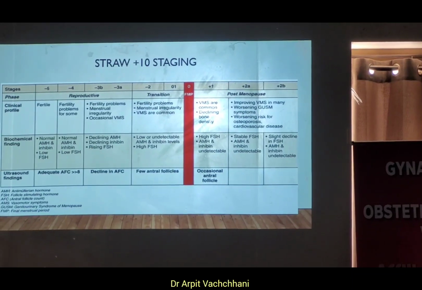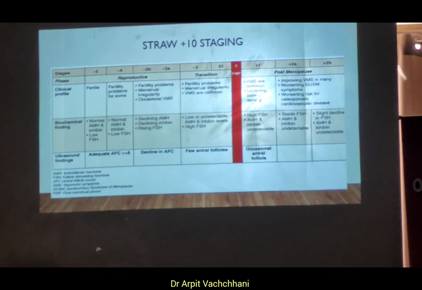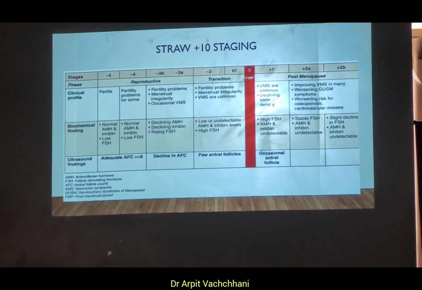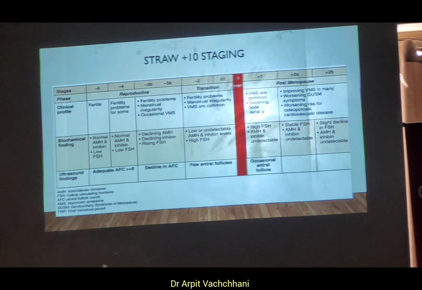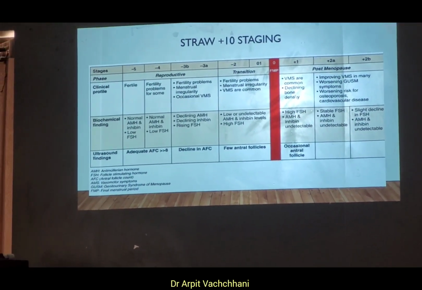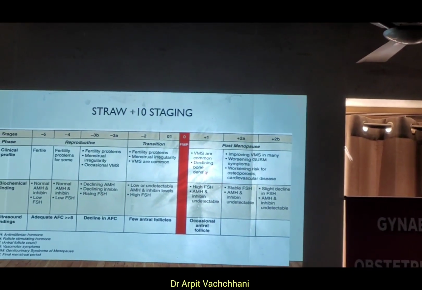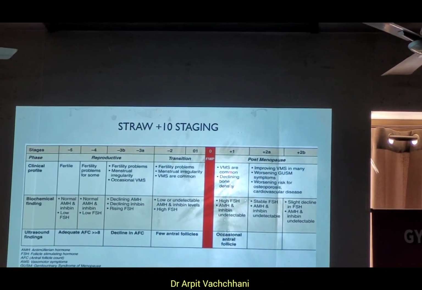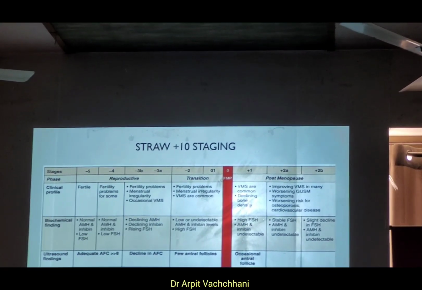In the +1 stage, what happens? The patient has already become amenorrheic, but the FSH levels will continue to rise, because as I said, the FSH level continues to rise for 1 to 3 years. So the FSH levels will continue to rise, and the patient will be experiencing symptoms like vasomotor symptoms. There will be decline in the bone density, and then the stage 2, which comes around 5 to 8 years after menopause.